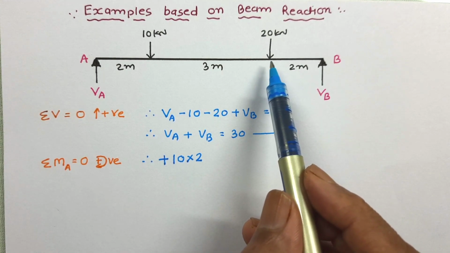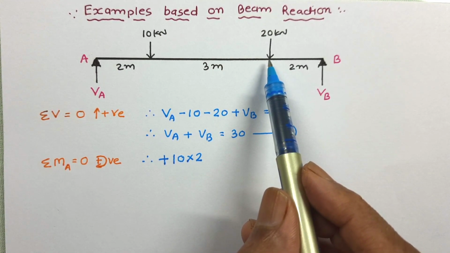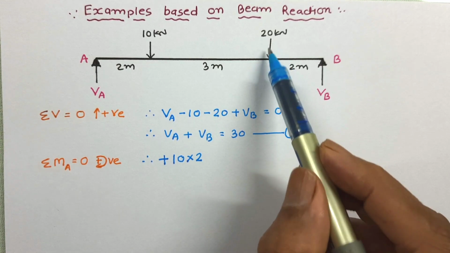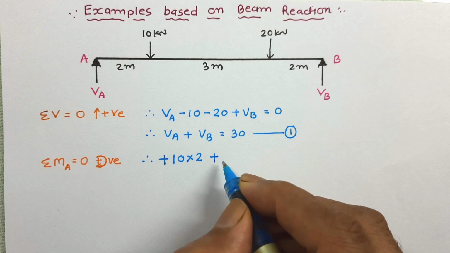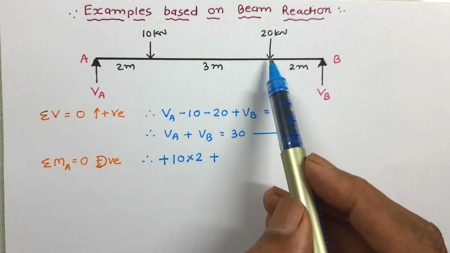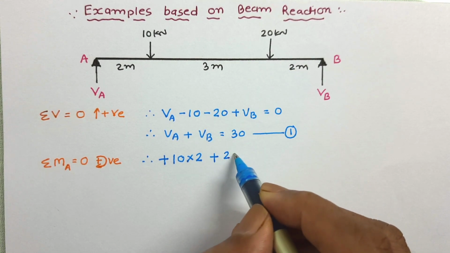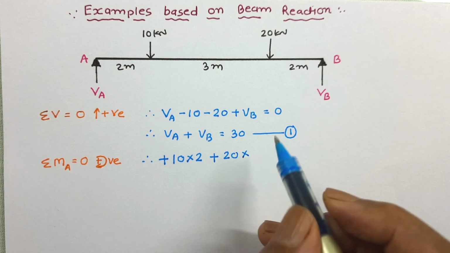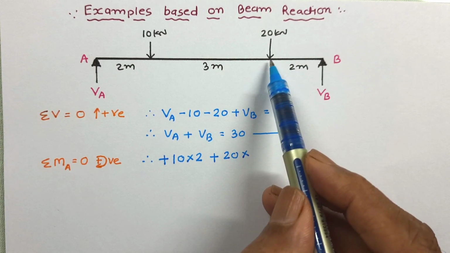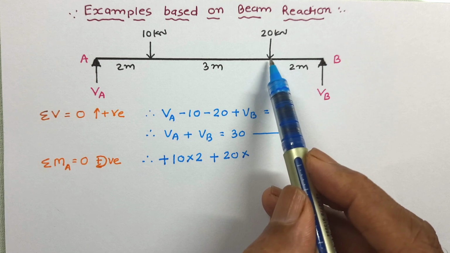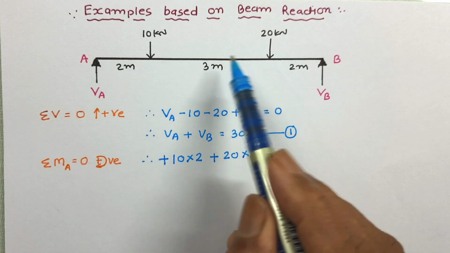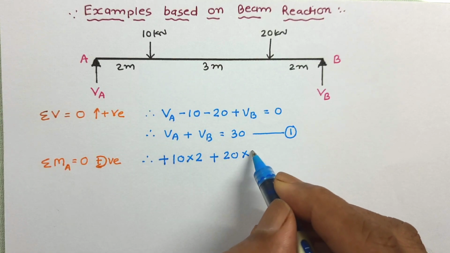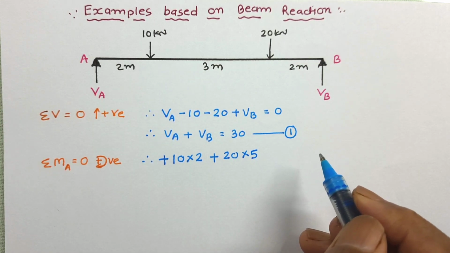Now let us work out moment about A due to 20 kilonewton force. It will also act in clockwise direction, so it is to be taken positive. Force is 20, so magnitude we will write 20, and the distance between line of action of 20 kilonewton force and the point where we work out moment A, so that distance is 3 plus 2, so it will be 5.